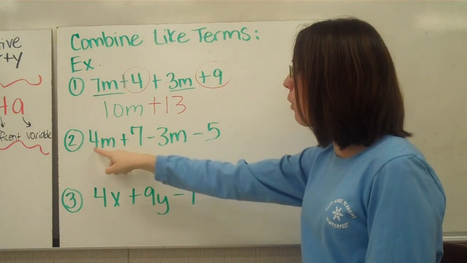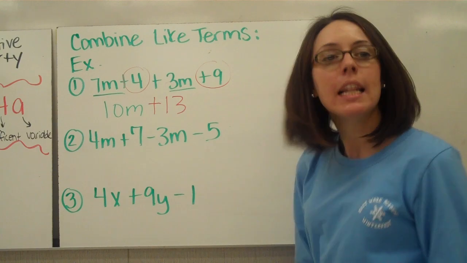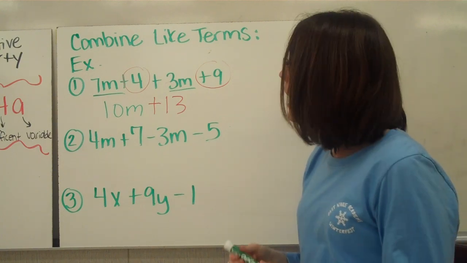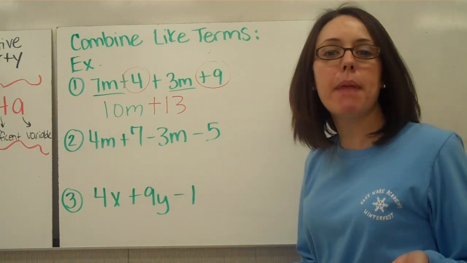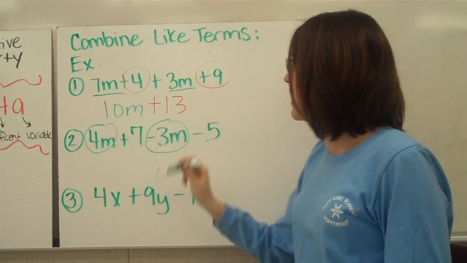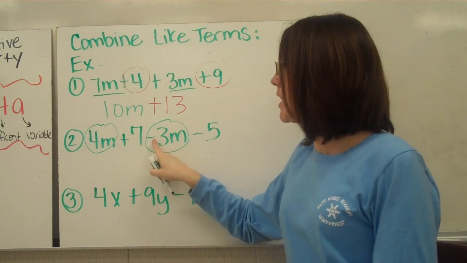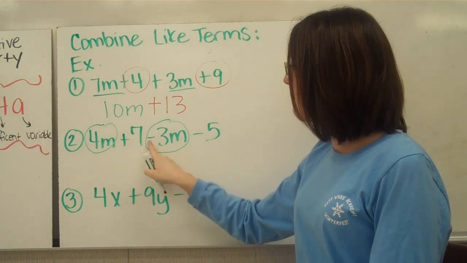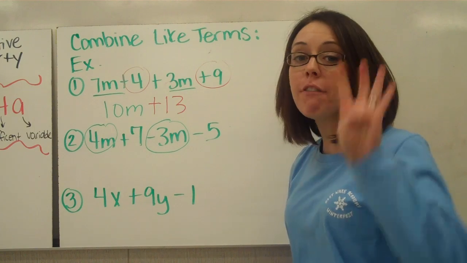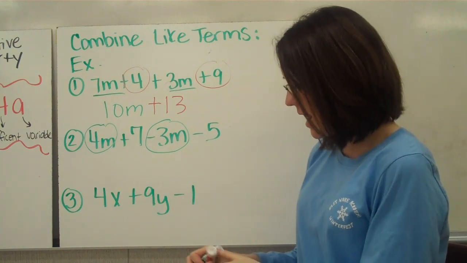Number 2, 4m plus 7 minus 3m minus 5. Let's look for those like terms. First, let's do the variables this time. It doesn't matter what you do first. 4m and minus 3m. You always look at the sign in front of it, so 4m minus 3m. If you have 4 and you take 3 away, you have 1 left, 1m left.